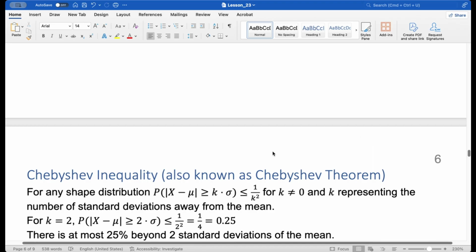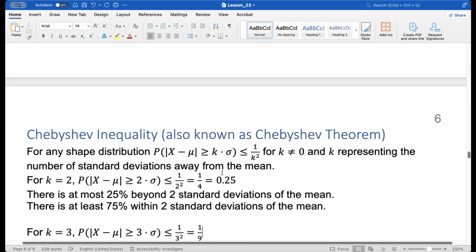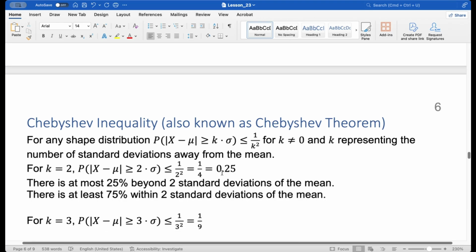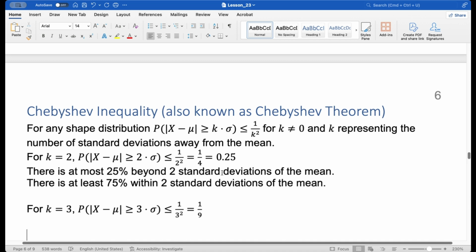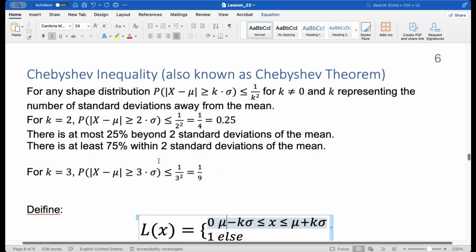So for any shape distribution, the probability that the absolute value of x minus mu is greater than or equal to k times sigma is less than or equal to 1 over k squared, where k is representing the number of standard deviations we are from the mean. So if k is 2, the probability that we're more than 2 standard deviations from the mean is at most 25%. If we plug in k equals 3, the probability that we're more than 3 standard deviations away from the mean is less than or equal to 1 over 3 squared, 1/9. And so we're going to prove this here.